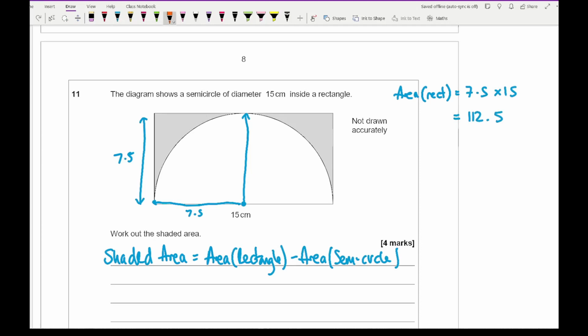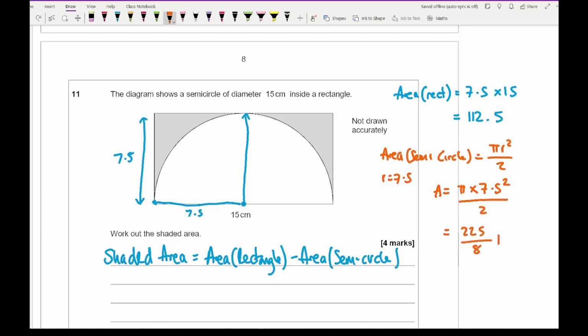Then to work out the area of the semicircle, well, the formula for that is the area of a circle divided by 2. So we know that the radius is 7.5. So then the area is going to be pi times 7.5 squared divided by 2. If I type that into my calculator, I get 225 over 8 pi.